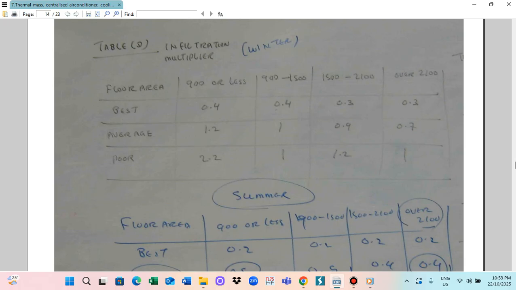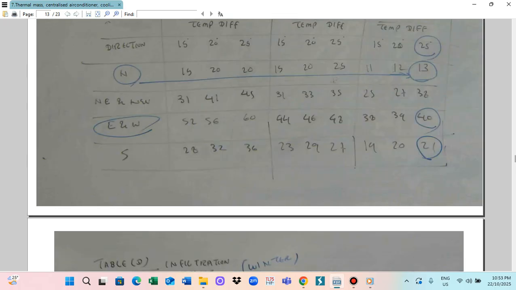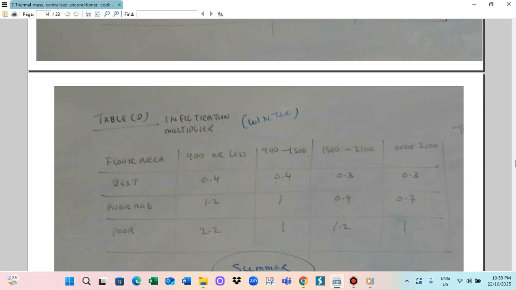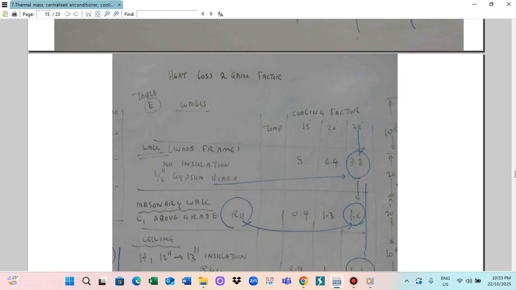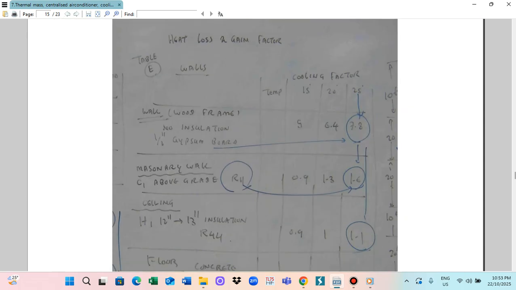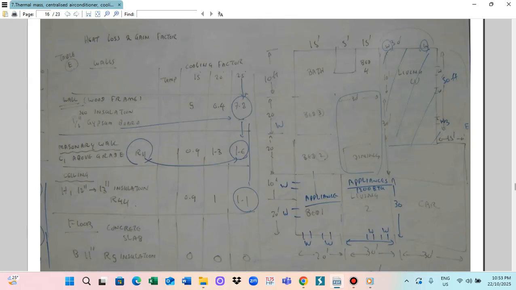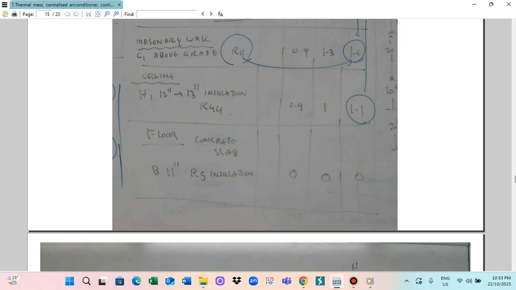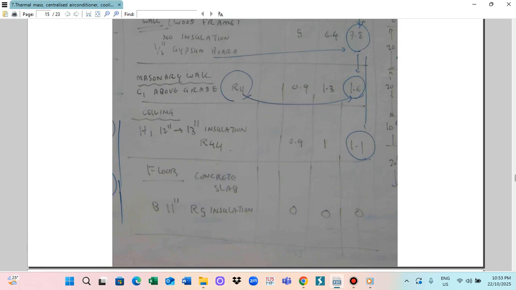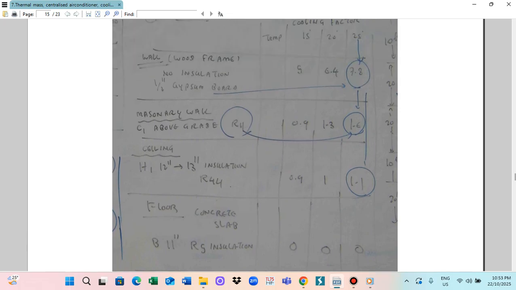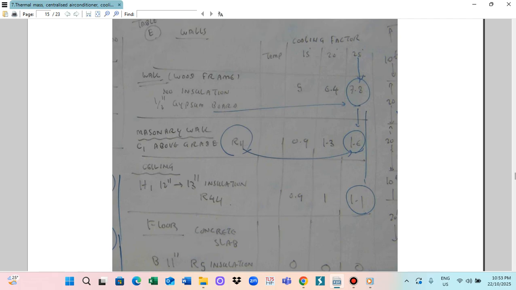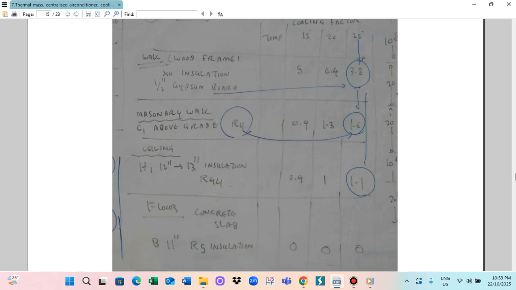And another one is the ceiling. Ceiling means 12 inches to 13 inches of insulation. When the temperature difference is 15 degrees centigrade, you have to take the factor 0.9, and for 20 degrees, you have to take 1, and for 25 degrees, you have to take 1.1. And for the concrete slab floor, the factor is 0. So those are the factors given for the wall, ceiling and floors.